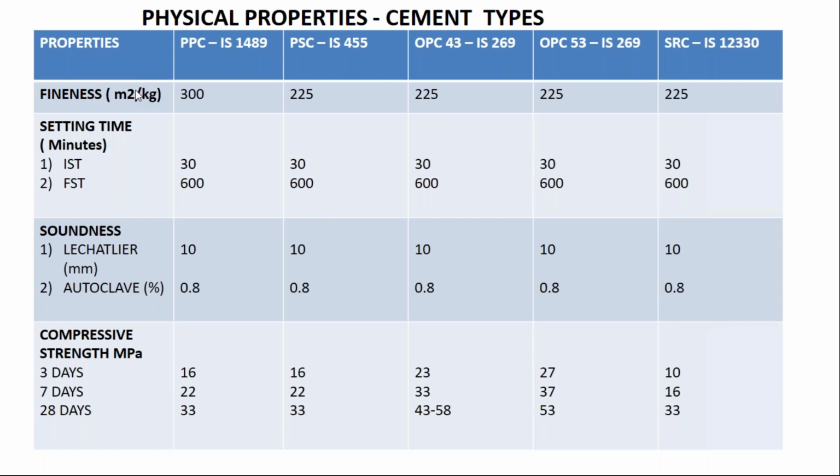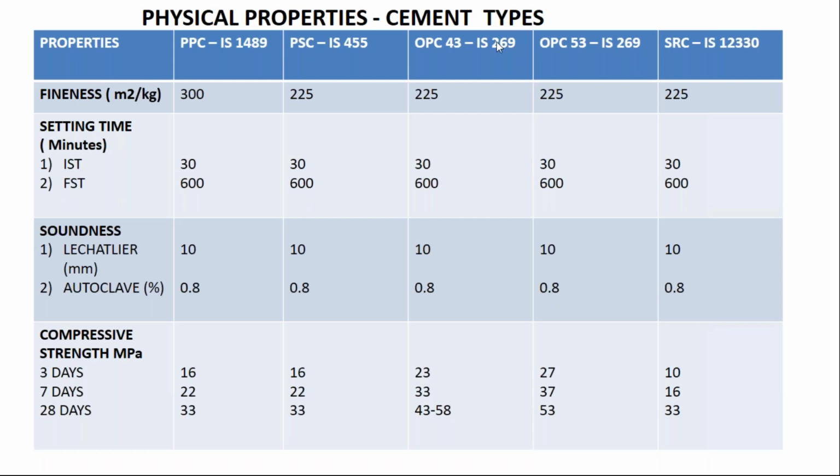You have the Portland Pozzolana cement as per IS 1489, Portland slag cement as per IS 455, OPC 43 grade as per IS 269, and you have the SRC cement. Of course, there are other types of cement also, but broadly these are the types of cement that are specified. As far as PPC is concerned, the fineness is much higher compared to other types of cement, because when you add a cementitious material, it has to gel, so it has to have higher reactivity, the lime reactivity and all. So fineness has to be higher for that.